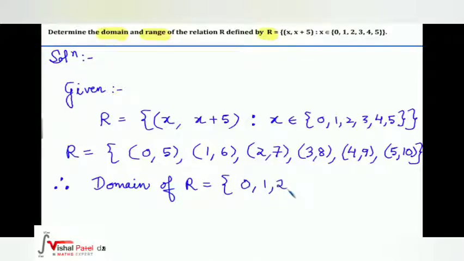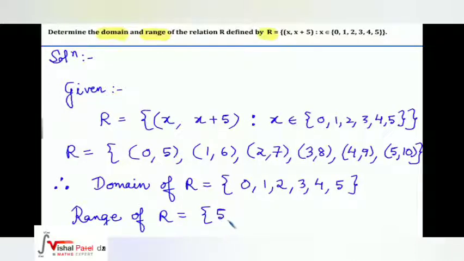First of all, the domain of the first element, domain of R, is equal to 0, 1, 2, 3, 4, 5 and the range is equal to the second element of the relation, that is 5, 6, 7, 8, 9 and 10. So range of R is equal to 5, 6, 7, 8, 9 and 10. Okay.